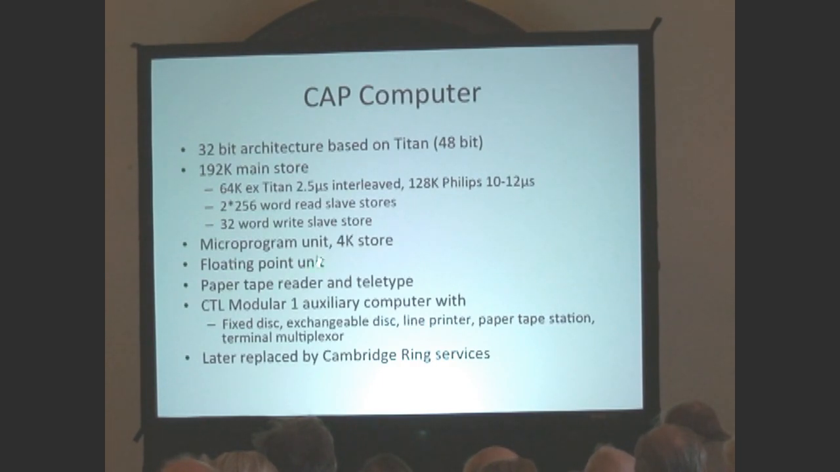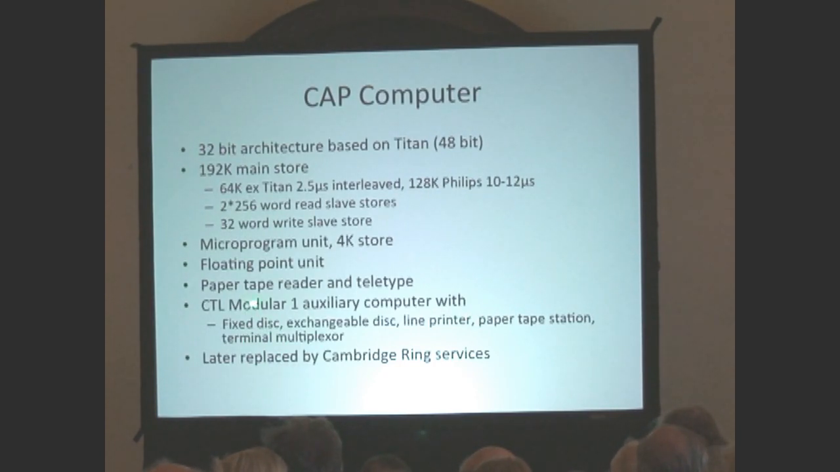I've talked about the floating point unit. The machine itself only had 2 peripherals, a paper tape reader and a teletype. The paper tape reader to read in a bootstrap program, and the teletype to print out a diagnostic message that didn't work. We used the CTL Modular 1 as essentially a front-end processor, and that had all the real peripherals like disks, line printers, paper tape stations, and so forth on it, because there was no interest from a research point of view in writing and building all that stuff.